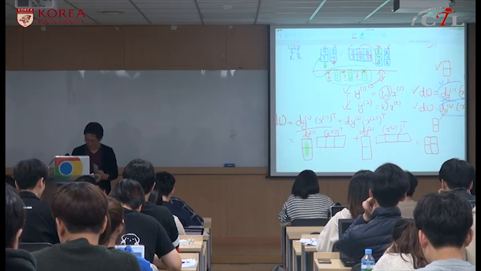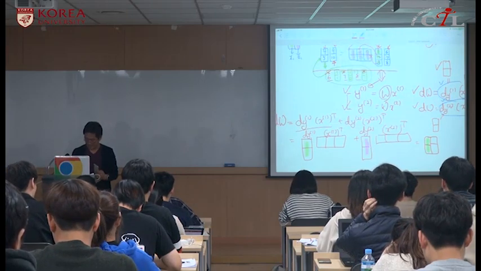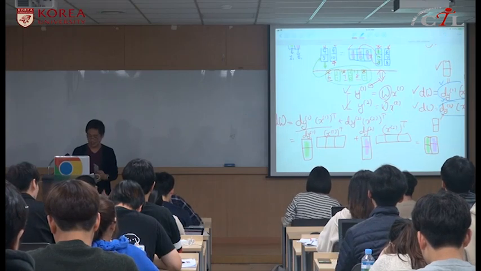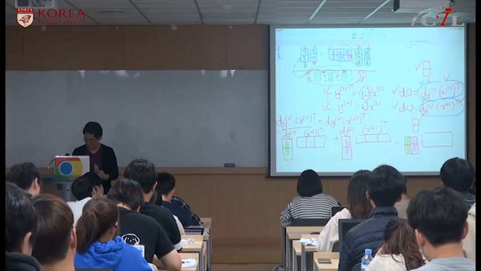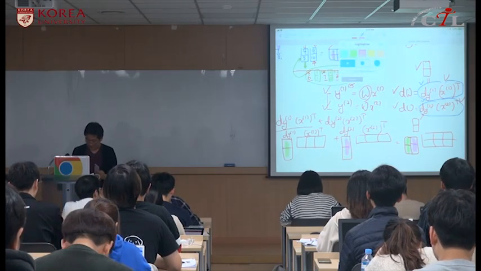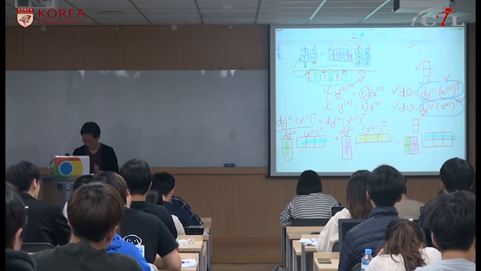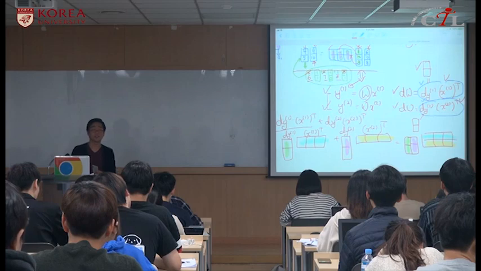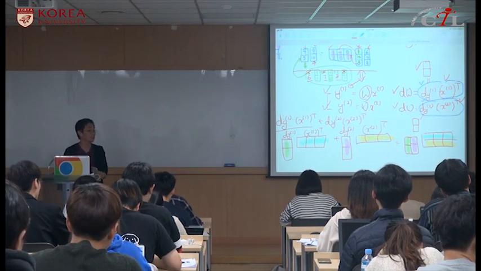So this guy comes here, and this guy comes here, okay? And then this guy is over here, and this guy is over here. So this is just a rearrangement with respect to the columns and the rows, right?